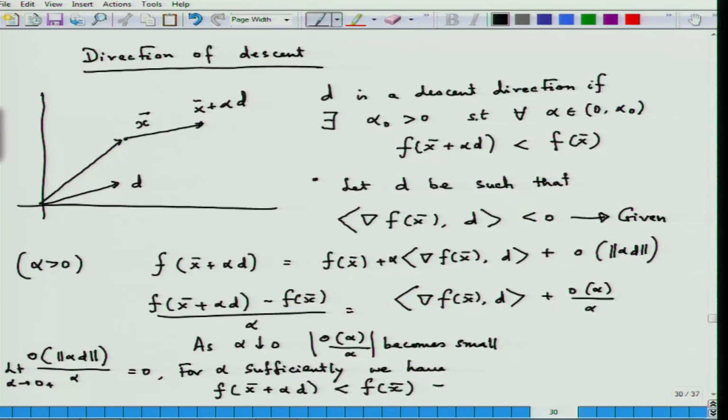So, this would imply that by this definition, if there is a d which satisfies this, d is a direction of descent. And this alpha that we have seen here is called the step length.